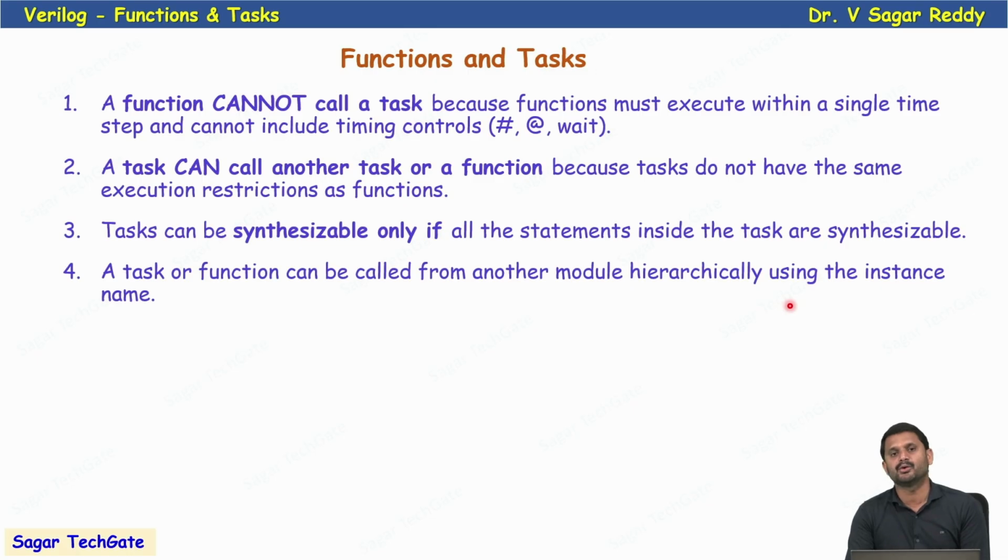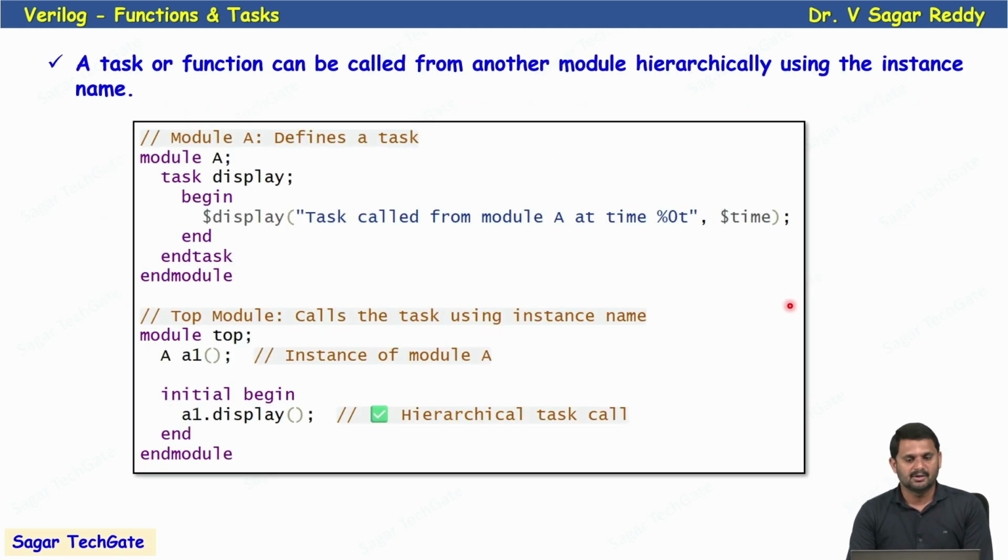This is only allowed during simulation, not for synthesis. Clear? So we can call a function or task from one module, but it is allowed only in simulation, not for synthesis. Now see a simple example here. A task or function can be called from another module hierarchically using the instance name.